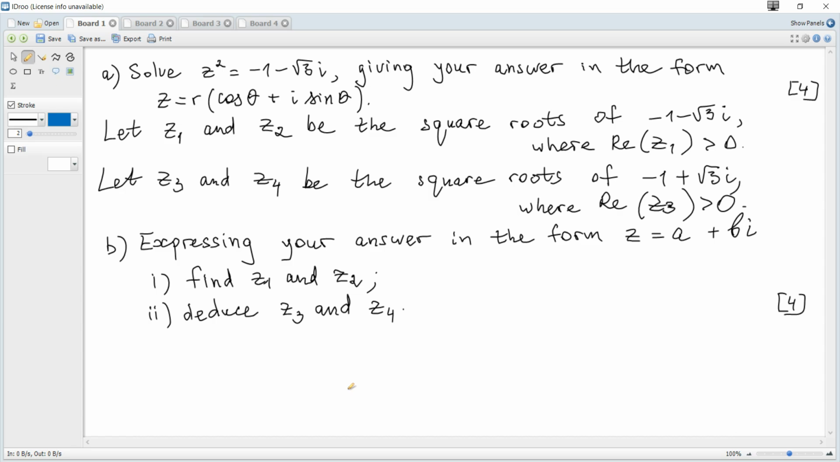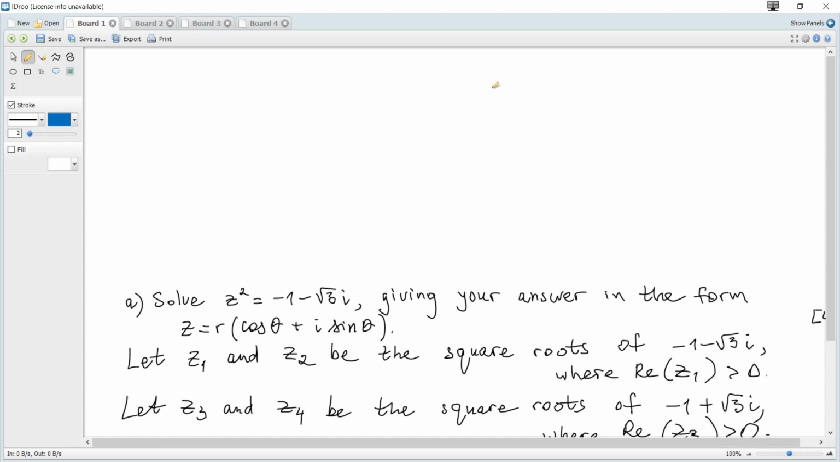Question A: solve z squared equals -1 minus the square root of 3i, giving your answer in the modulus argument form. It is not specified that theta, the argument, must be in radians. I will use degrees. How to solve z to the power of n equal to some complex number? First of all, this complex number should be rewritten in the Euler's form.